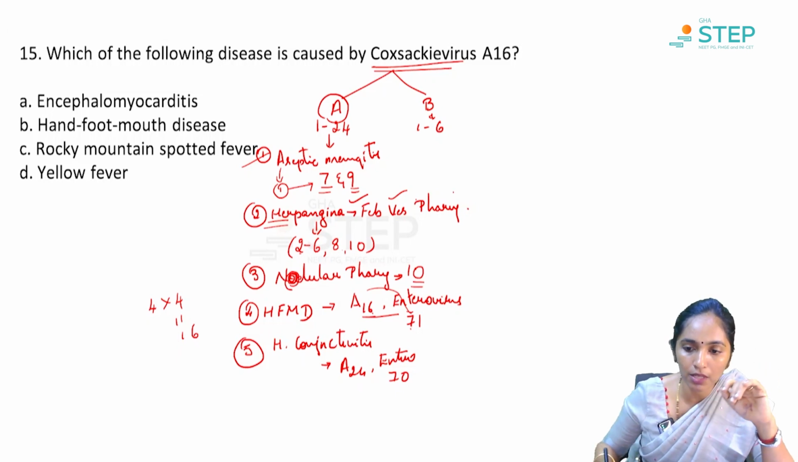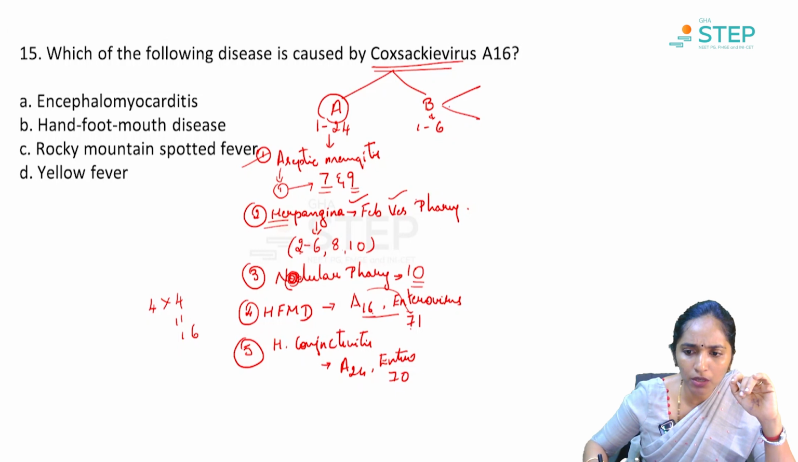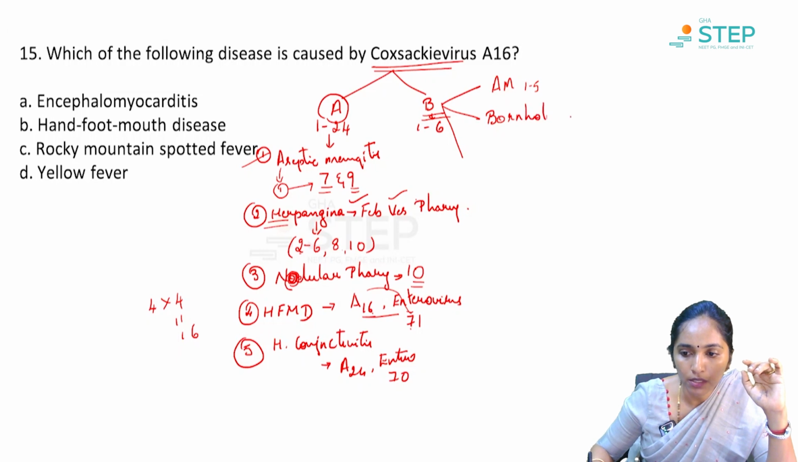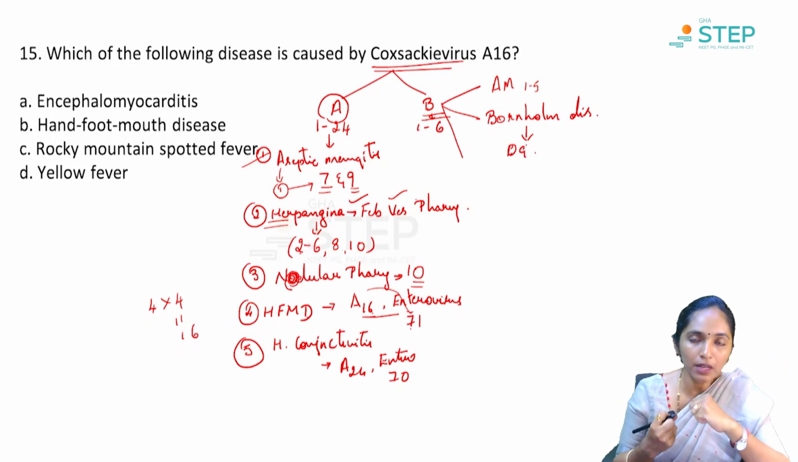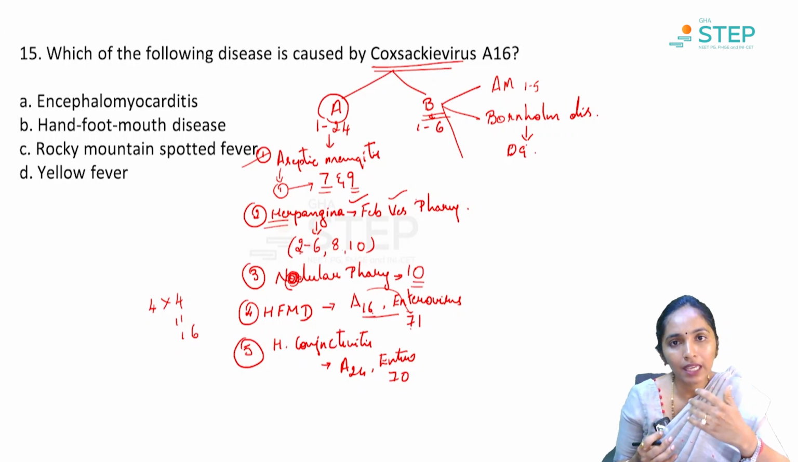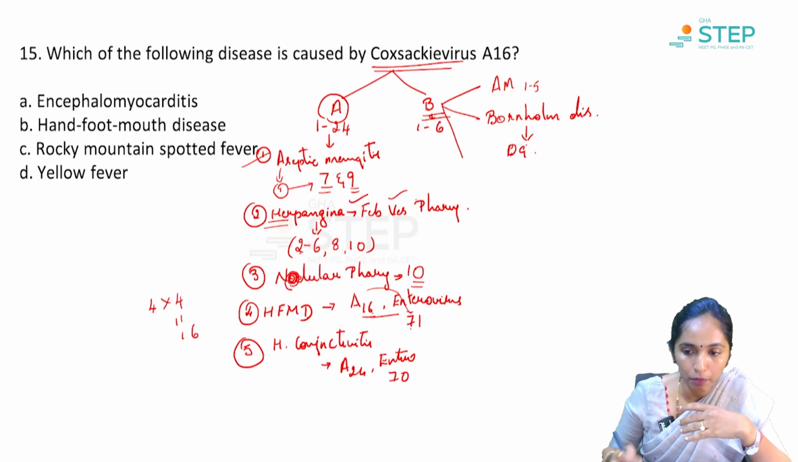So this is about Coxsackie A. Coxsackie B, what are the important ones it causes? It can also cause aseptic meningitis. All the serotypes can cause it, more common are 1 to 5. And what B is the most common causative agent of is Bornholm disease, also called pleurodynia, also called devil's grip. There is stabbing chest pain, and that is called devil's grip or Bornholm disease, caused by all 6 serotypes of B.